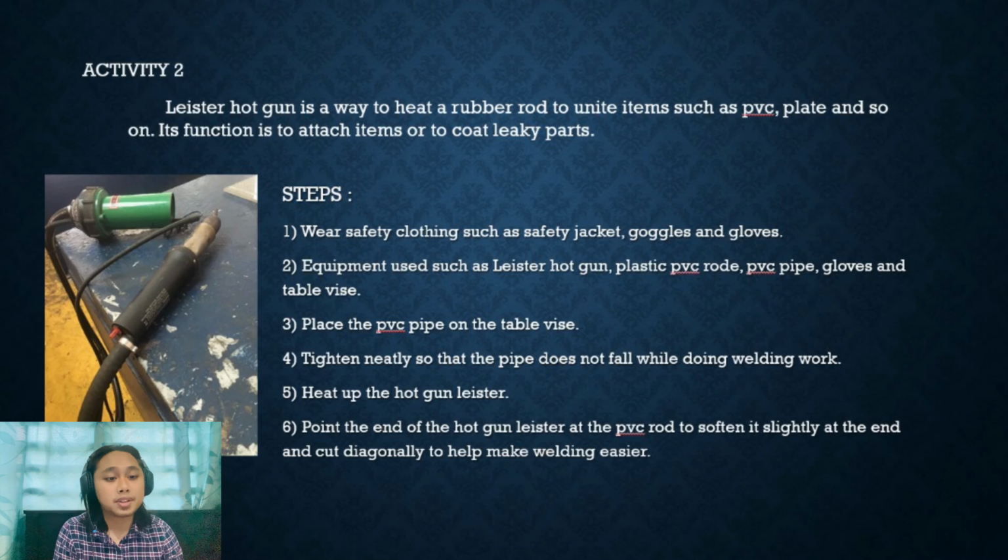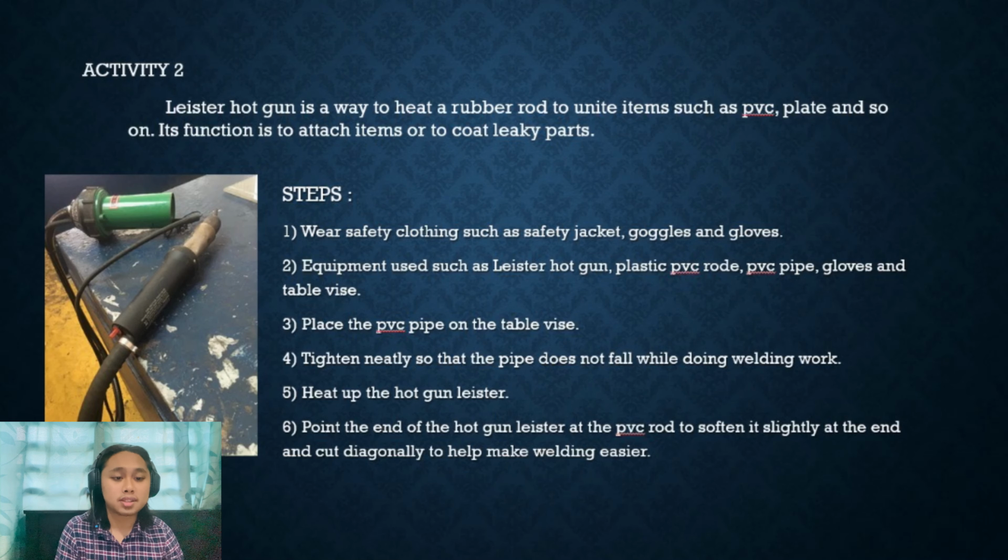So activity number 2 is about welding. Leister hot gun is a way to heat a plastic rod to join items such as PVC, plate, and so on. Its function is to attach items or fix leaky parts.